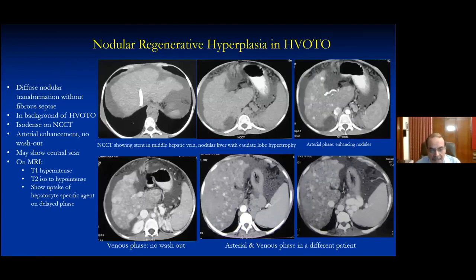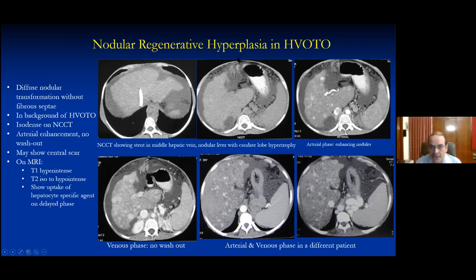I'm reaching the last 2 or 3 slides. This is a patient who had Budd-Chiari syndrome. You can see the enlarged caudate lobe, nodular contour of the liver. That's the stent in the middle hepatic vein placed by our interventional radiology colleagues.